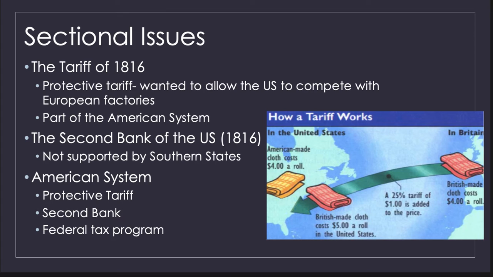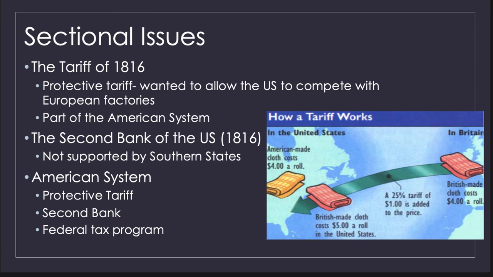The Second Bank of the United States is going to be a major issue between the different sections, because the southern states will see it as a help to the northern industry, and they don't see it as a help to farmers. Plus, the southern states are going to favor state governments, where the North favors federal governments, and the bank is going to be seen as a flex of the federal government's muscle.